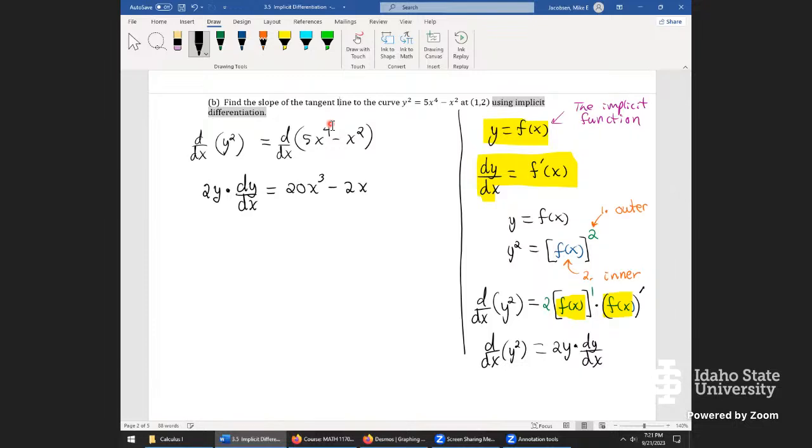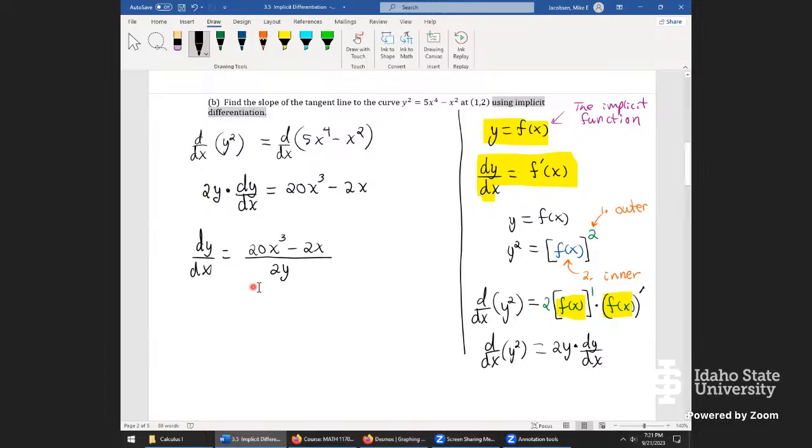minus 2x. Now, we did a lot of stuff here, but imagine the left-hand column is all you would ever write if you were solving this problem on, say, a homework problem. This is just explanatory on the right-hand side. Our goal is to find the derivative dy/dx. So let's just divide by 2y. dy/dx is now 20x cubed minus 2x, divided by 2y.